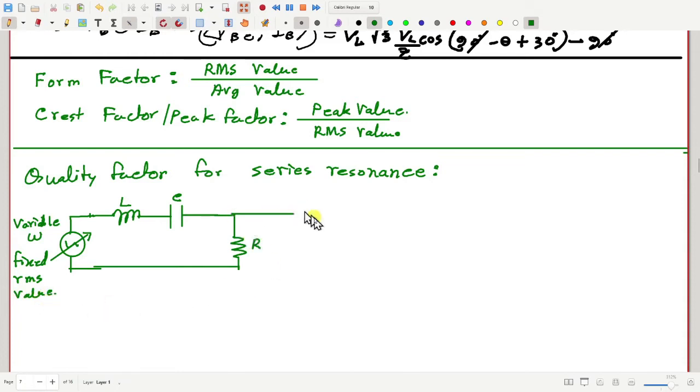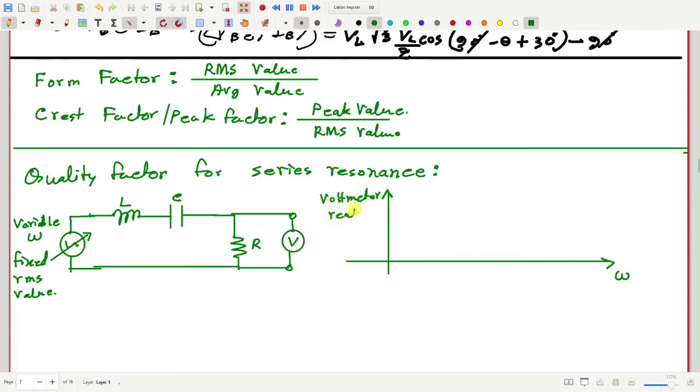and suppose here I connect a voltmeter to measure the voltage across the resistance, and then if I draw a graph of the input frequency omega versus voltmeter reading, you know how it looks. It is a graph like this. This frequency is called the resonating frequency, where j omega L and minus j by omega C are equal and opposite. So omega is equal to, call it omega naught, 1 by root over LC.